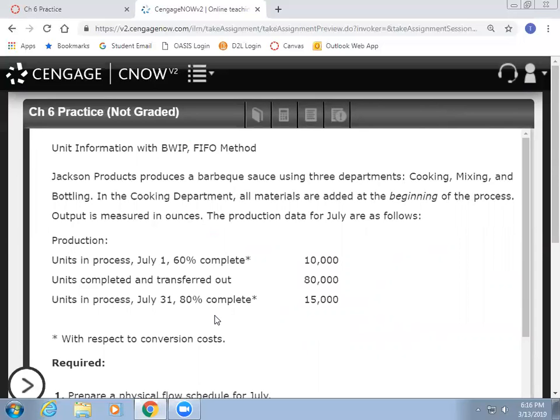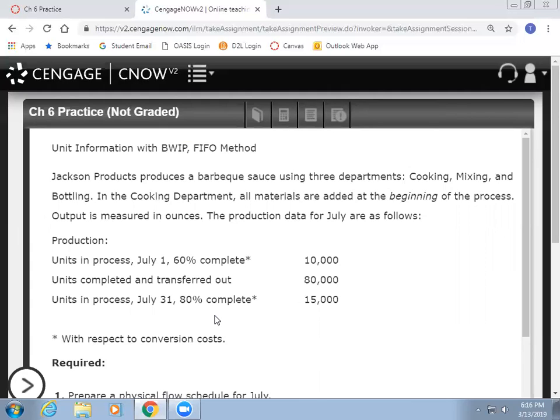So the last two are a little bit trickier and a little longer. Because here we now have beginning work in process. Things do get a little trickier when we have beginning work in process because we have to figure out how we're going to handle it. In the past example, we had nothing in beginning, so we didn't have to worry about how complete they were or what was going on with what was in there.